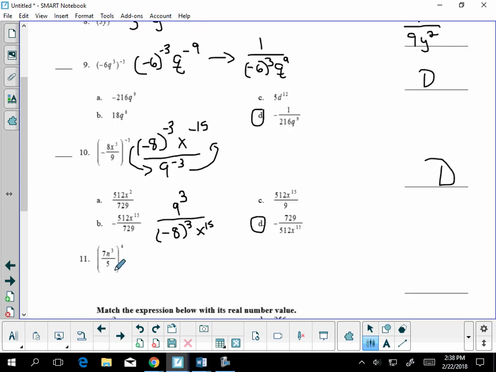Number 11, you're going to apply that power on the outside to everything on the inside. 7 to the 4, n to the 12, 5 to the 4.